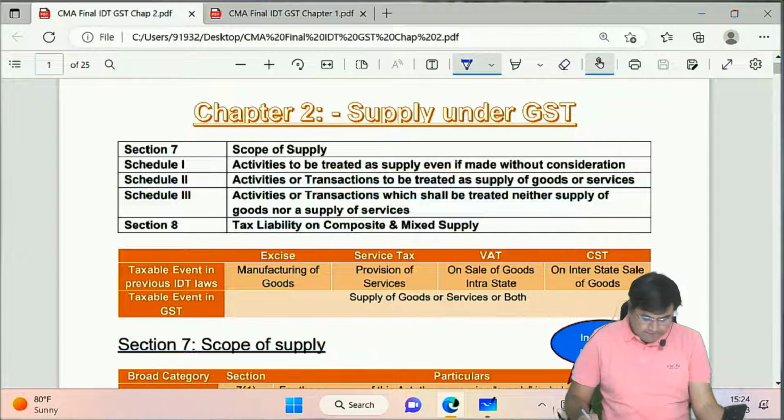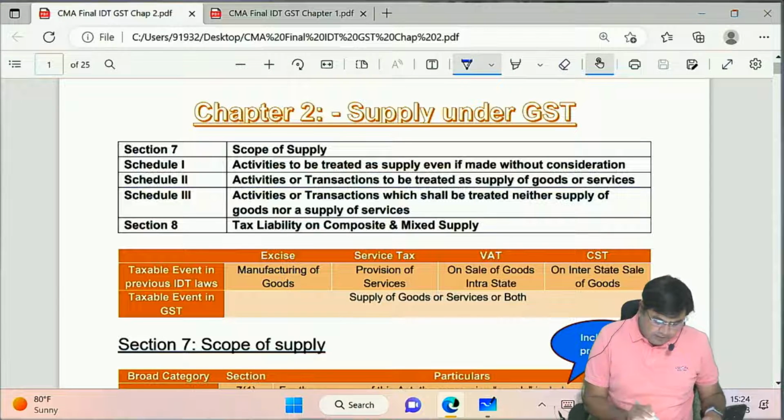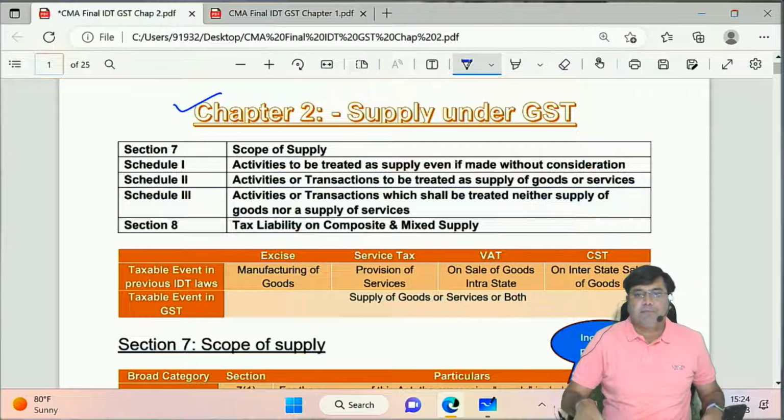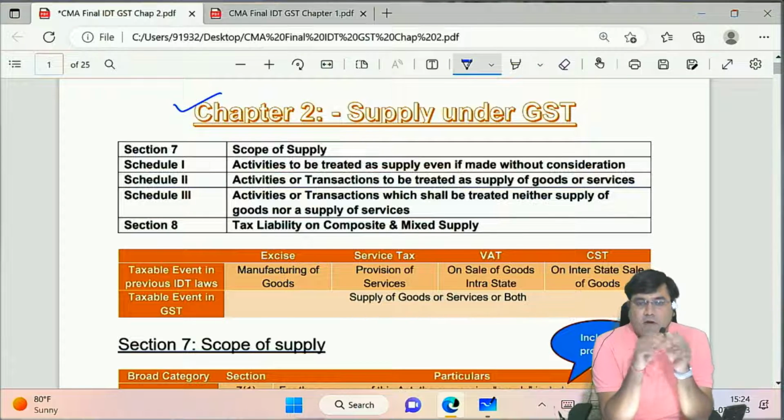So today I am going to start chapter 2, supply under GST. What is supply? What is supply under GST? What is the relevance of the term supply under GST? So first we need to understand this, then only we are going to start the chapter.